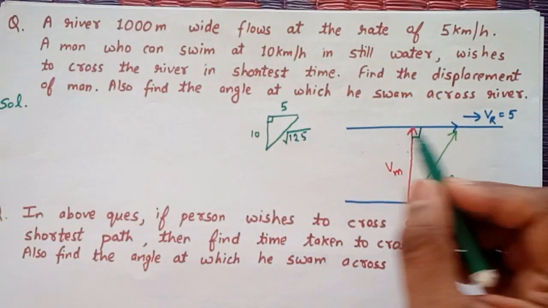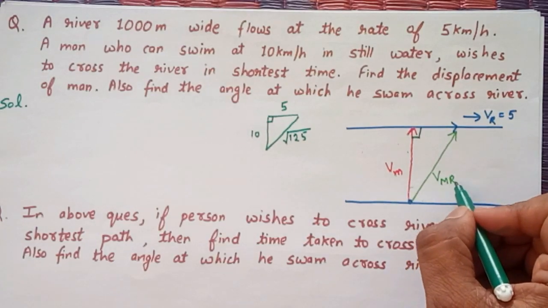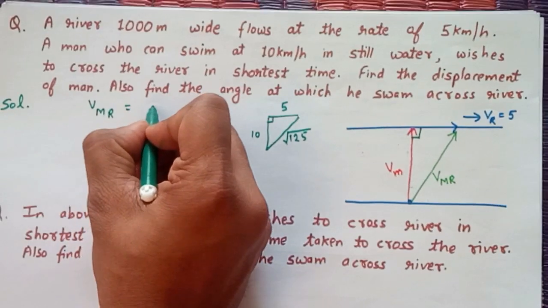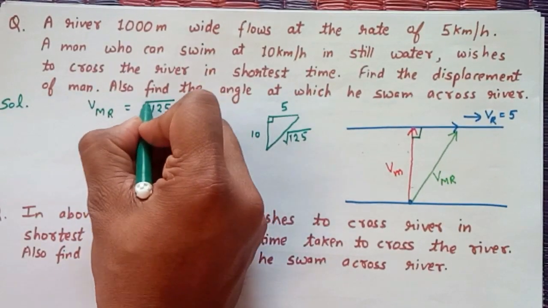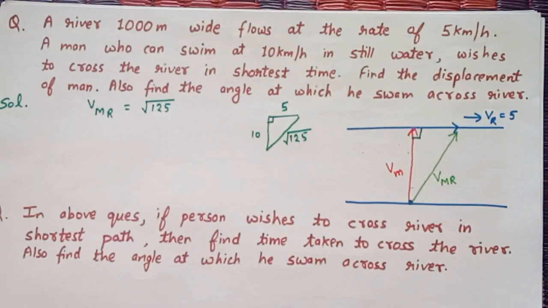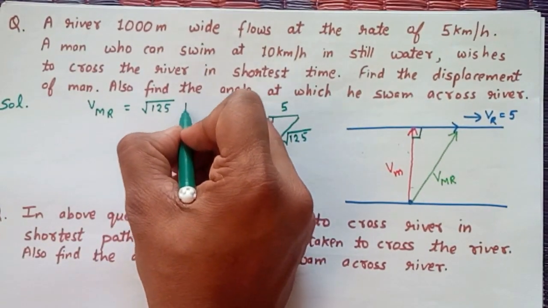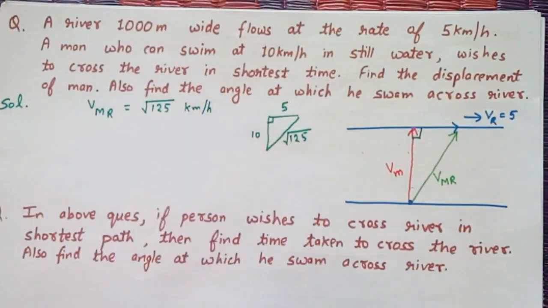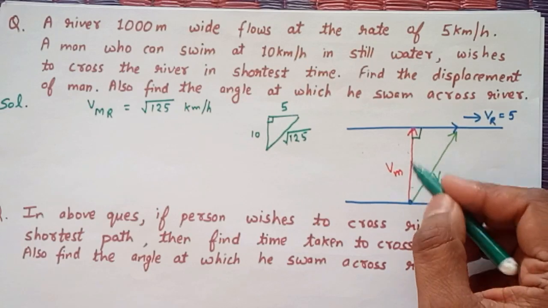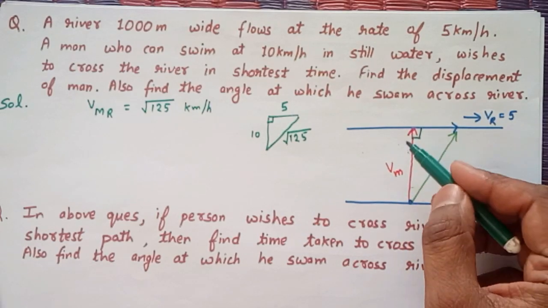Okay, so the velocity of the man with respect to the river will be under root 125 km/h. Now I will try to find the time, how much time it will take to cover the whole river.